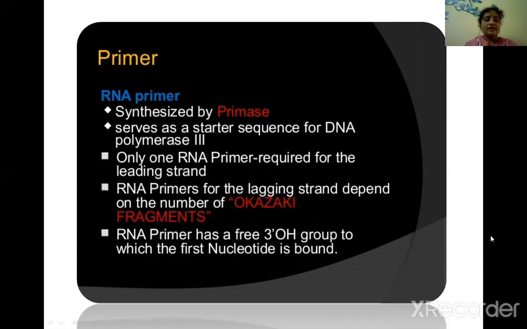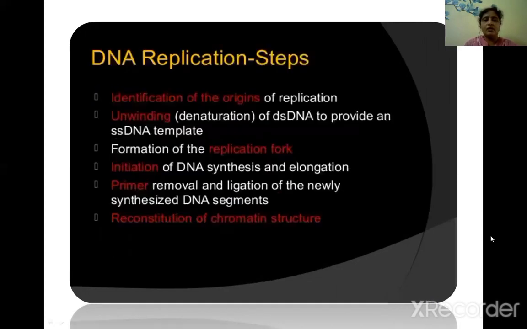In bacteria, the enzyme primase synthesizes the primers, and primase combines with the DNA helicase to form the primosome complex, which serves as a starter sequence for DNA polymerase 3. RNA primers for the lagging strand depend on the number of Okazaki fragments. An RNA primer has a free 3' OH group to which the first nucleotide is bound.